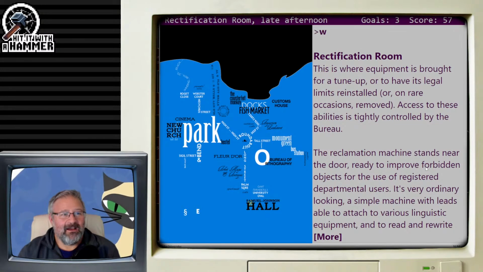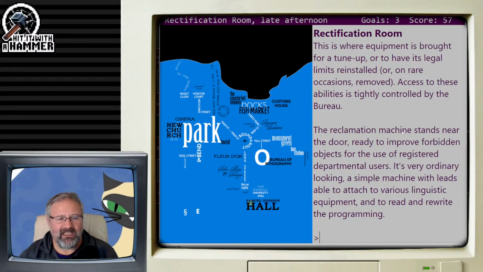West. Rectification room. This is where equipment is brought for a tune-up or to have its legal limits reinstalled or on rare occasions removed. Access to these abilities is tightly controlled by the Bureau. The reclamation machine stands near the door, ready to improve forbidden objects for the use of registered departmental users. It's very ordinary looking, a simple machine with leads able to attach to various linguistic equipment and to read and rewrite the programming.